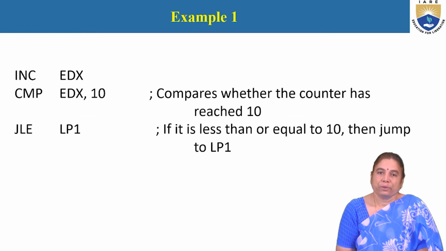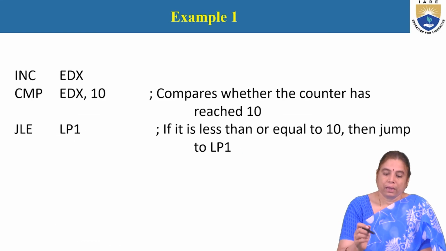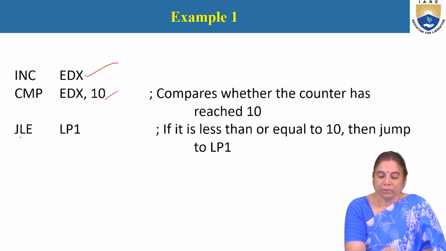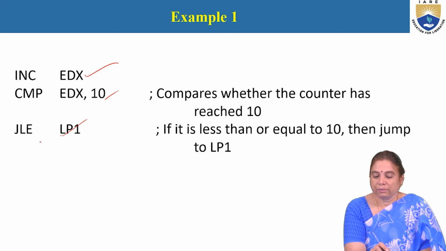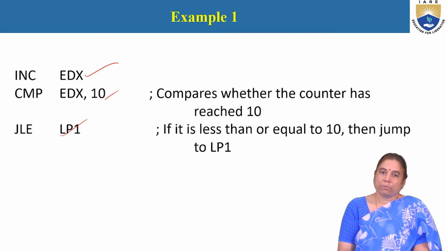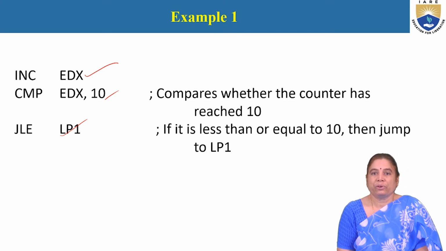So how can they be used in the program? INC incrementing the EDX value, comparing EDX with the value 10, jumping JLE LP1. So if it is less than or equal to 10, the jump to the LP1 label can take place. In this way, the program control instructions can be used to alter the execution of the sequence of the program conditionally or unconditionally.